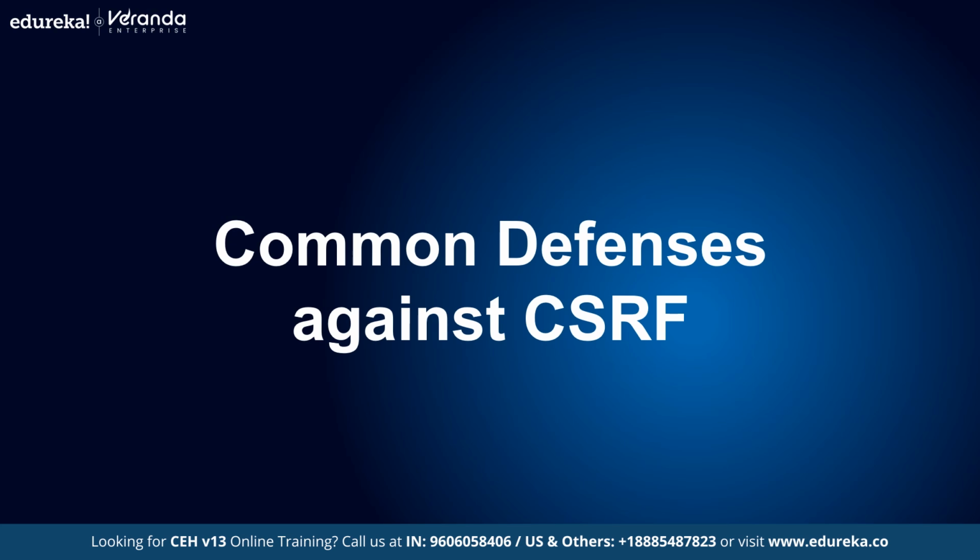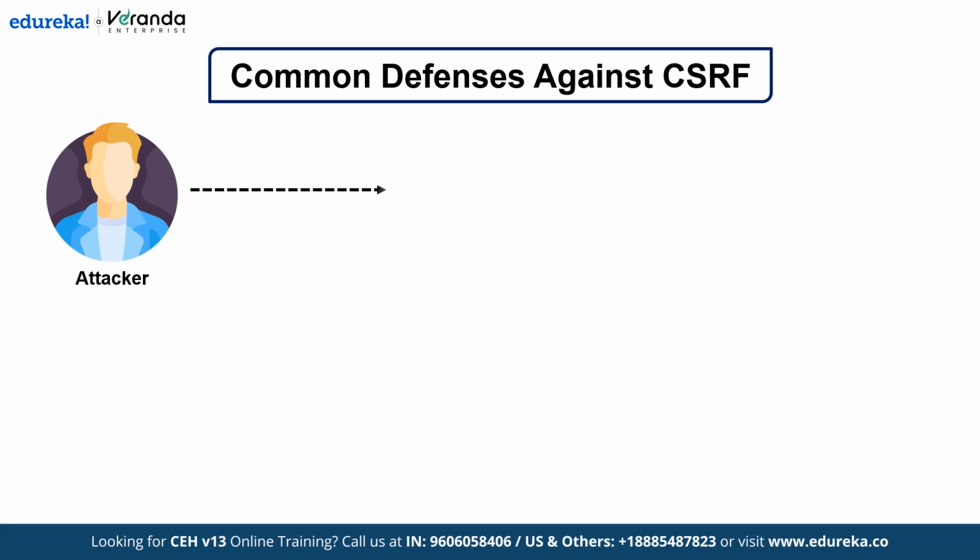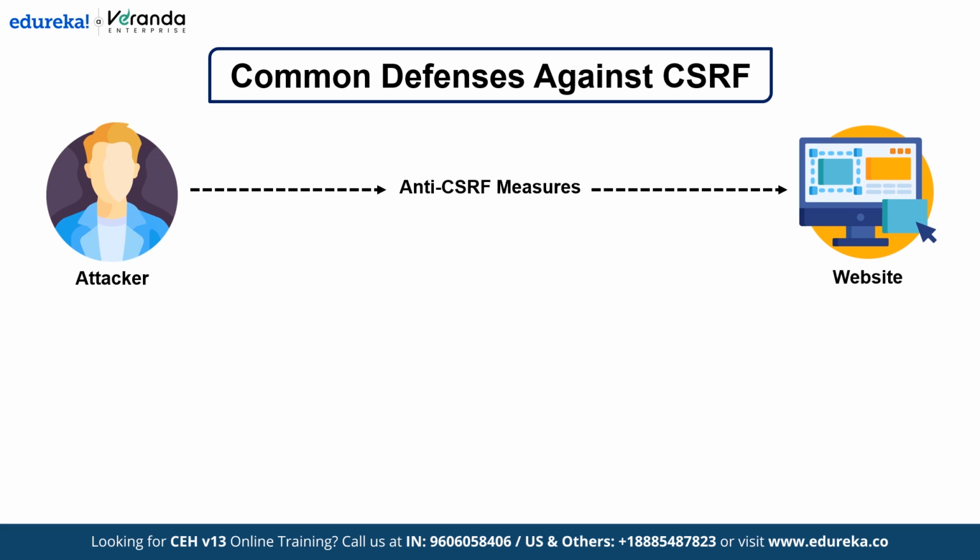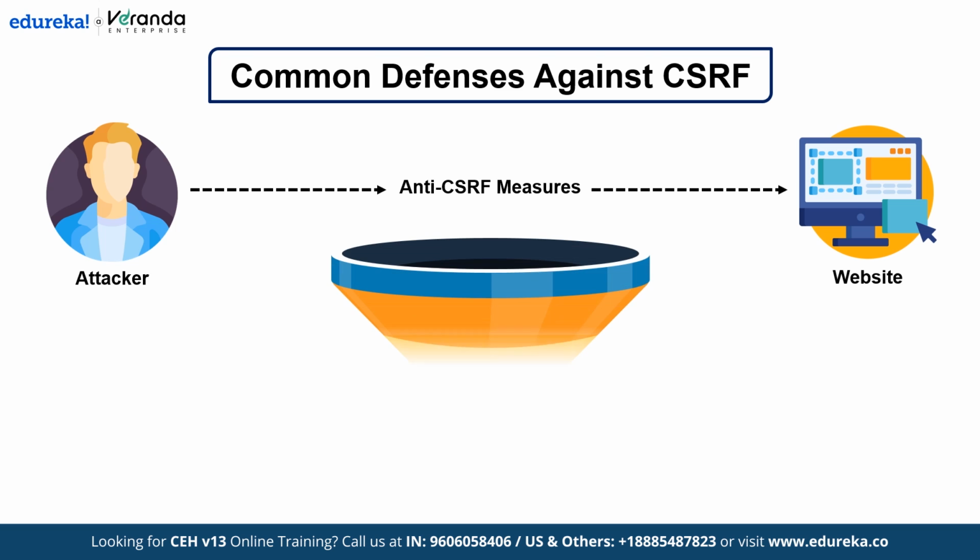Now that we understand how the attack is delivered, let's talk about how you can defend your application against CSRF. Nowadays, successfully finding and exploiting CSRF vulnerabilities often involves bypassing anti-CSRF measures deployed by the target website, the victim's browser, or both. The most common defenses you will encounter are as follows. First, CSRF tokens. A CSRF token is a unique, secret, and unpredictable value that is generated by the server-side application and shared with the client.